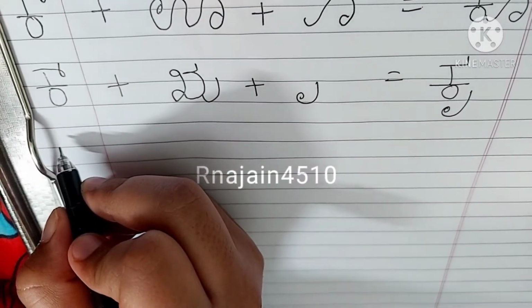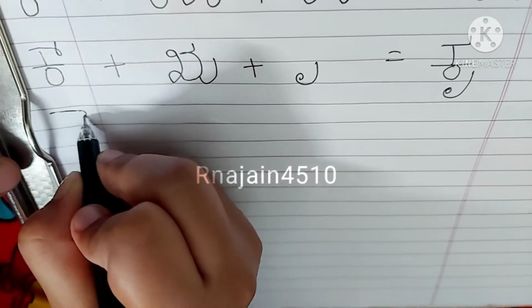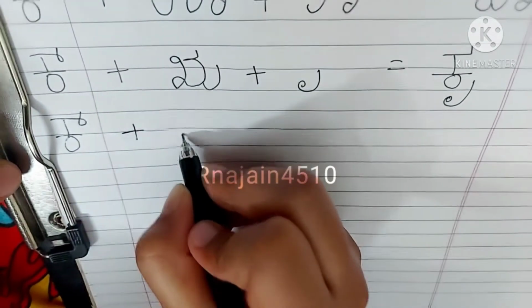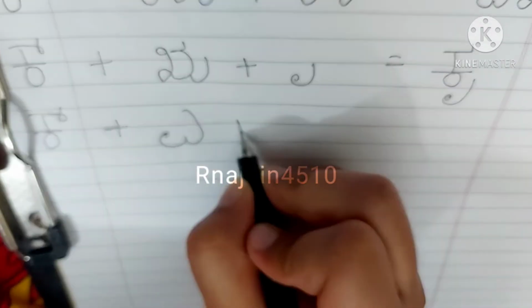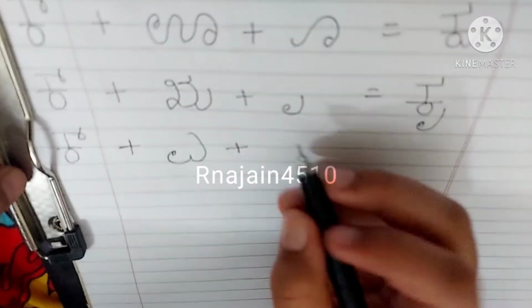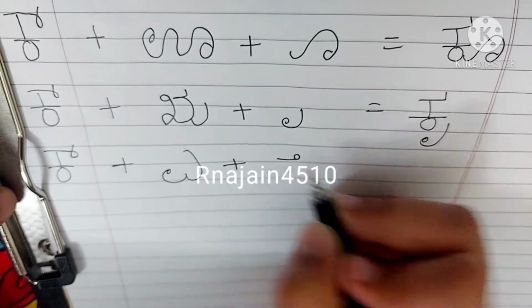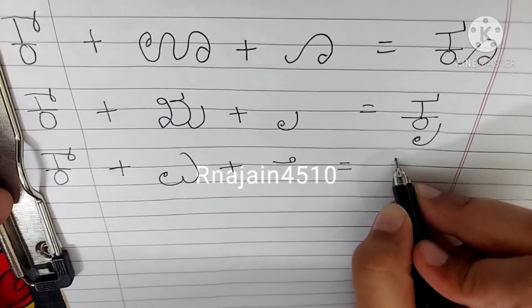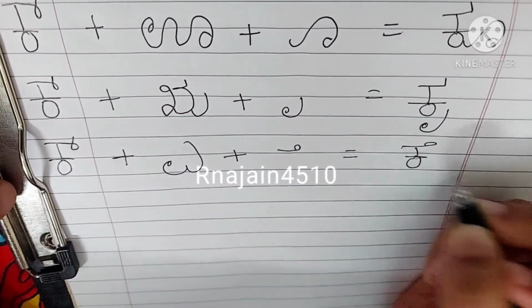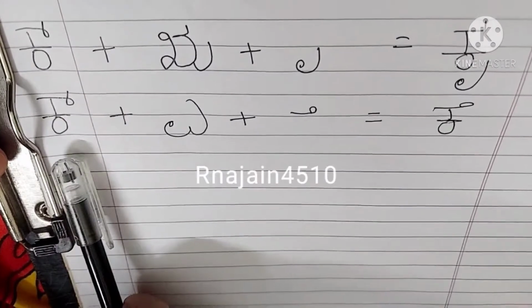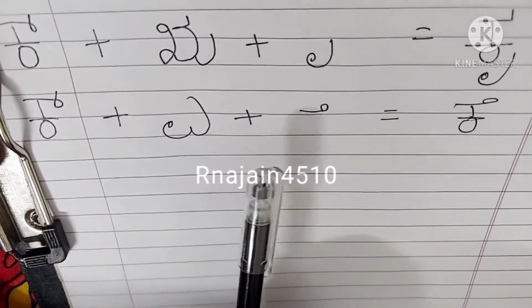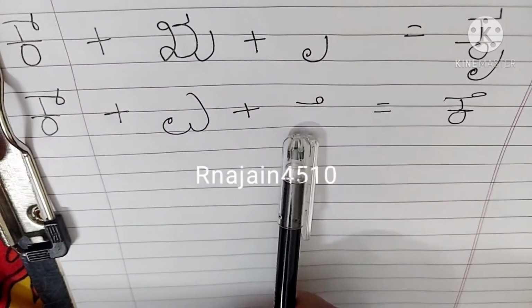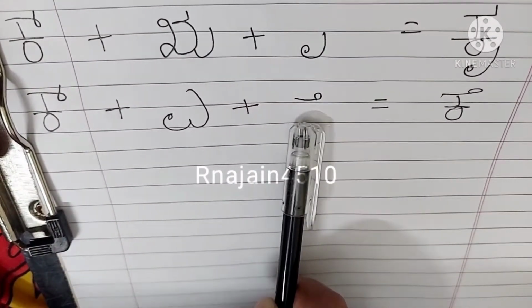Next is Ke. So first we'll write half K, then E plus E matra is equal to Ke. Okay. Half K plus E is equal to Ke. We call E matra as etwa.